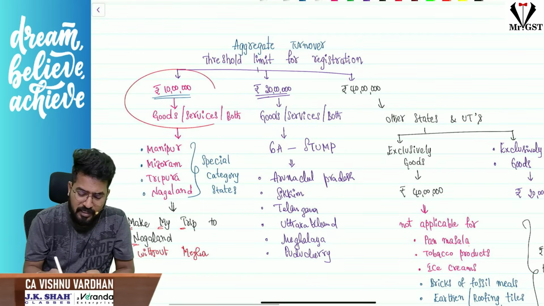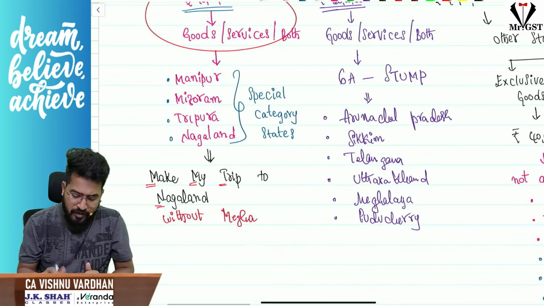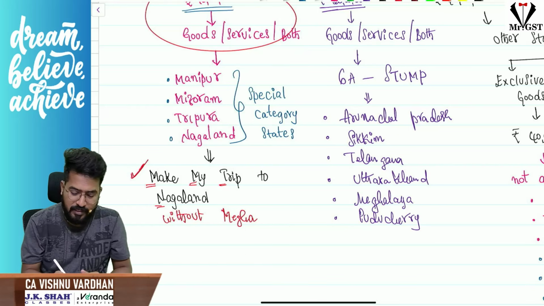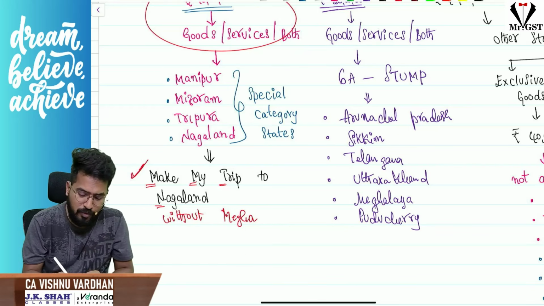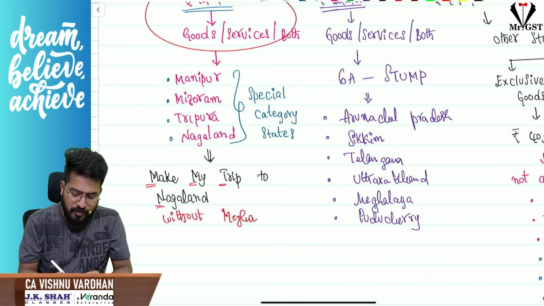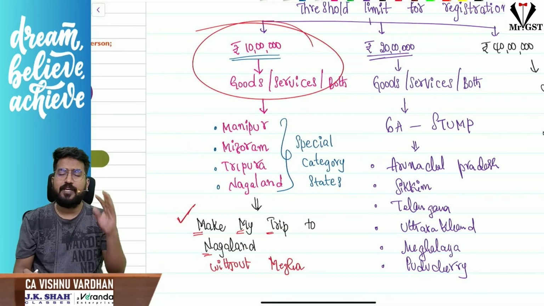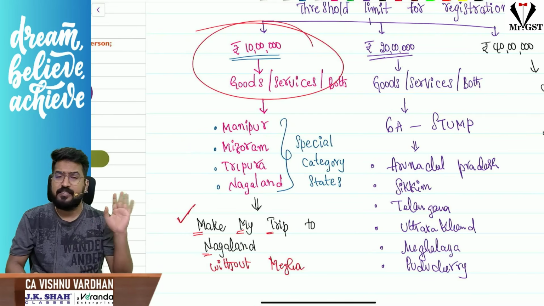One is special category states. Sir, Manipur, Mizoram, Tripura, Nagaland. The code to remember this is: Make My Trip to Nagaland without Mega. That means M for Manipur, Mizoram, not Meghalaya. So the code to remember is: Make My Trip to Nagaland without Mega. In this first part of India, generally special category states for the purpose of section 10, 8 states.